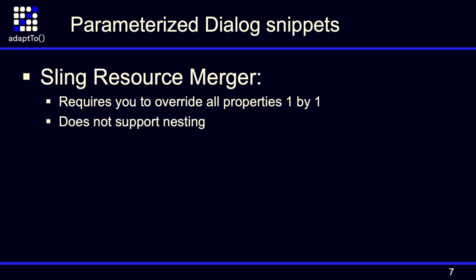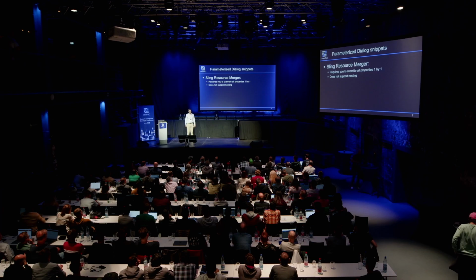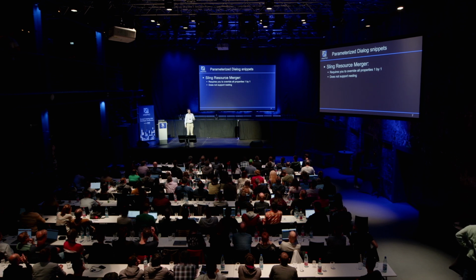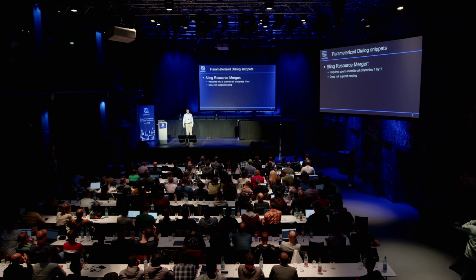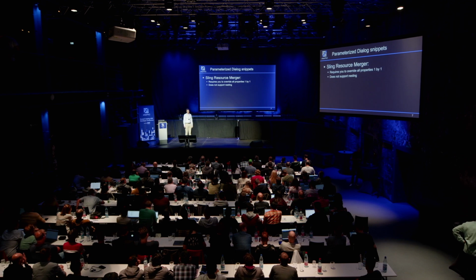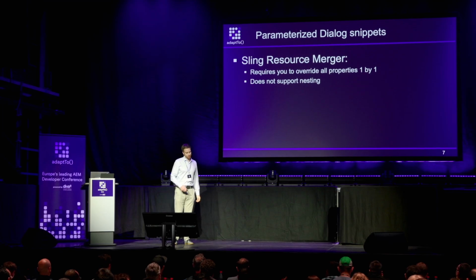Okay, so we have the Sling resource merger, and I don't want to rip on the Sling resource merger because it's Sling. It's good, but one of the things I don't like about it is you have to override properties one by one. So if you have a lot of nodes with a name property, you have to override every single one of them. And it doesn't really support nesting like what we do here. So you can still use it, but I think this one is better. But that's my opinion.